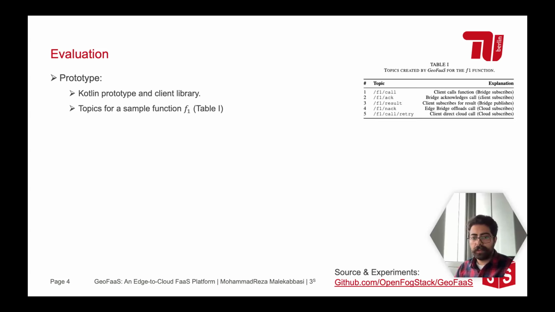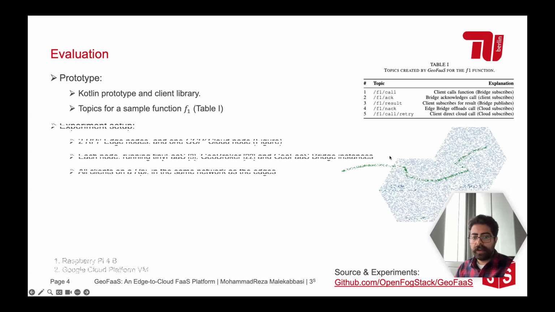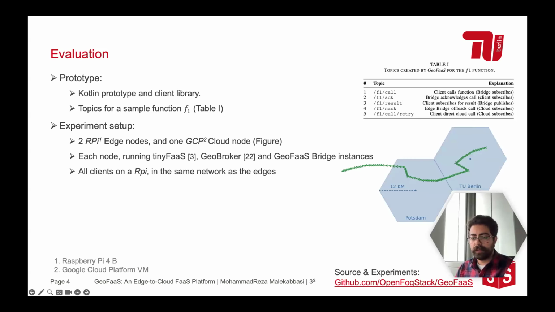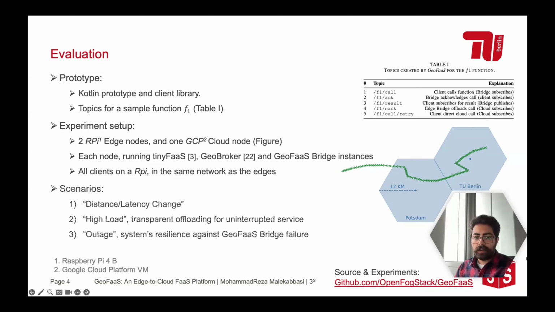The prototype, including the experiment scenarios, is openly accessible from the link below. And we try to make our experimental environment realistic. We employ two edge nodes on individual Raspberry Pis, a cloud node deployed on GCP, and we use hexagonal service areas. And we demonstrate performance and fault tolerance characteristics of GeoFaaS through three experimental scenarios.